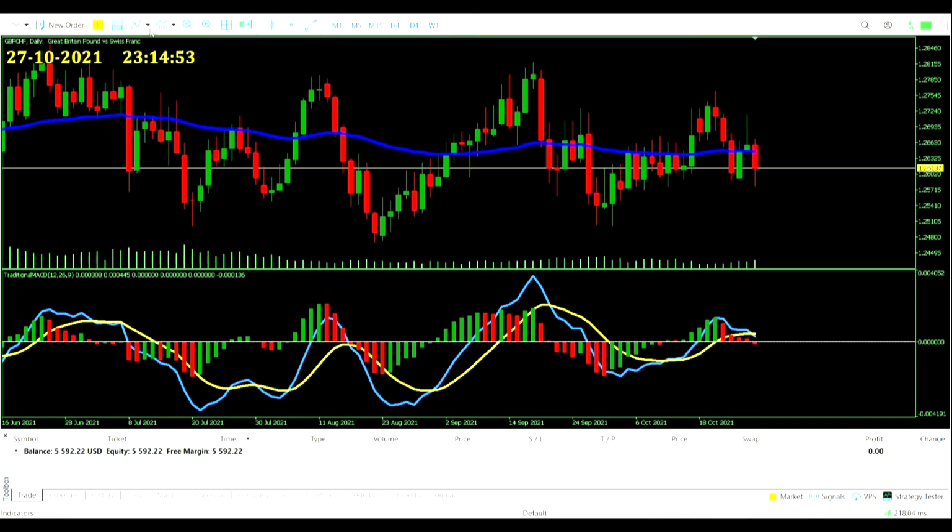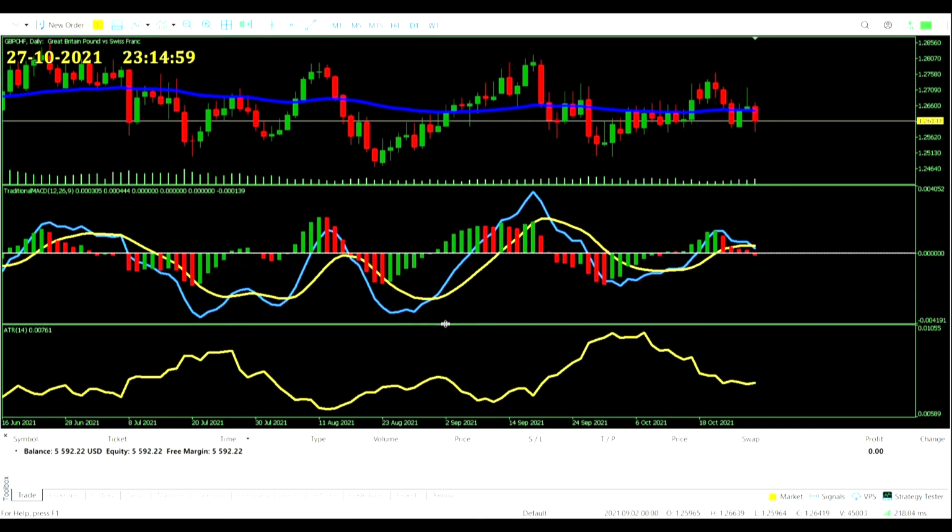Let's put up an average true range. Based on our default 14 period input, that is 76.1 pips. That will be our stop loss.